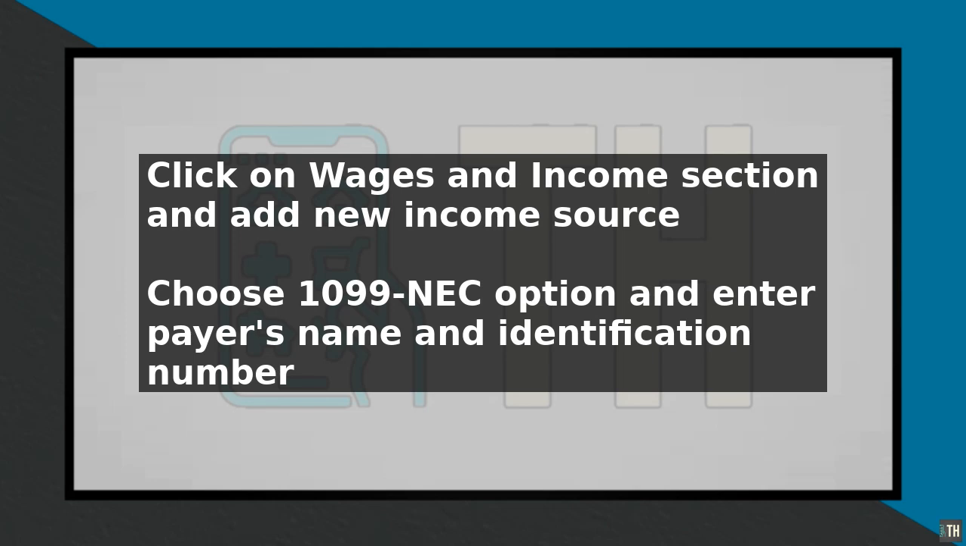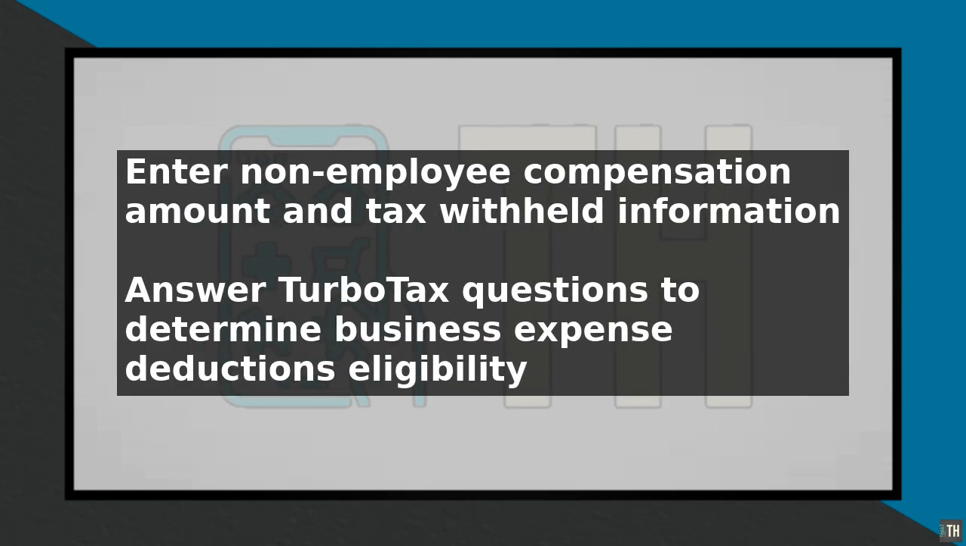information. TurboTax will guide you through a series of questions to determine if you are eligible for any business expense deductions. Answer these questions honestly and accurately to ensure you receive the maximum deduction allowed by law. Once you have completed the 1099 NEC section, review your return to ensure all information is accurate and complete. Make any necessary corrections before submitting your return to the IRS.